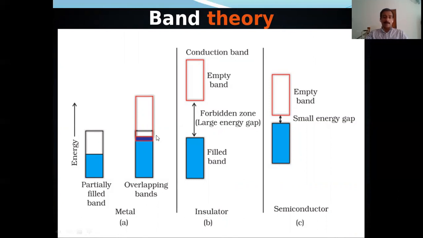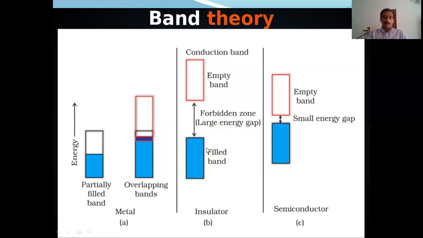It is another case. Here there are two different bands, but these two energy bands are overlapping each other. And promotion of electrons from the valence band to the conduction band is also possible here. And in this case, you can see there is a large energy gap between the valence band and conduction band. Therefore, promotion of electrons from the valence band to the conduction band is not possible.